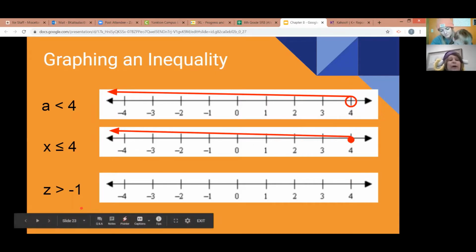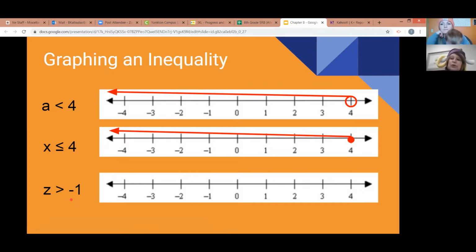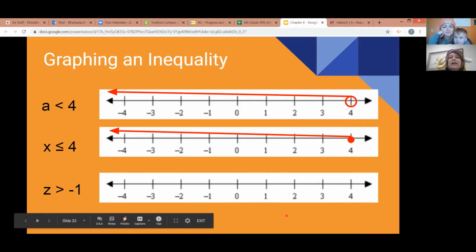Now let's look at this one. C is greater than -1. So this is the number I'm going to graph. All right, it's by itself on one side. Is it going to be an open circle or a closed circle? In this case, it's going to be an open circle, because -1 is not an answer. So Mrs. K put an open circle on there to show you -1 cannot be the answer. All the answers are going to be bigger than -1. And so my arrow goes this way.